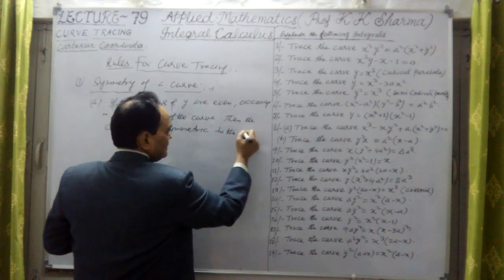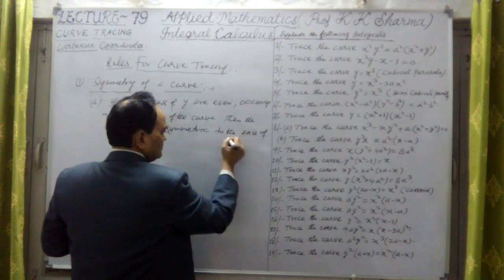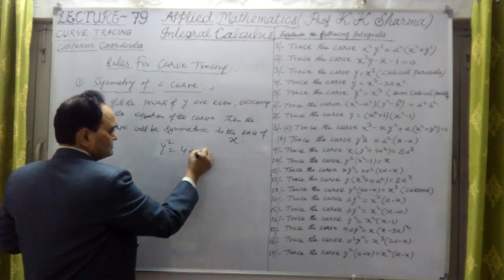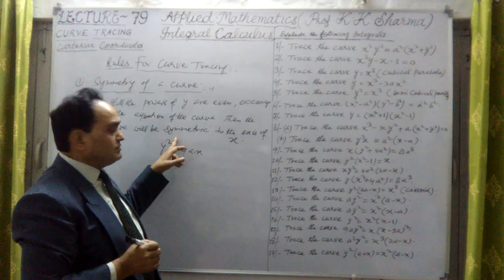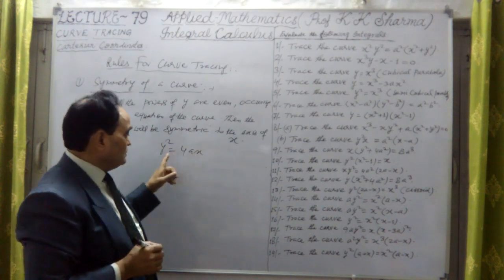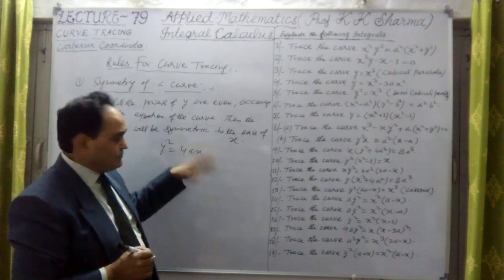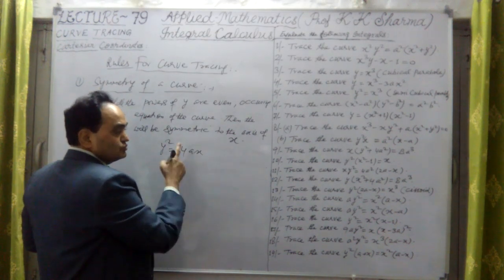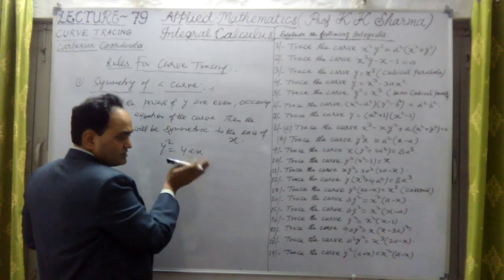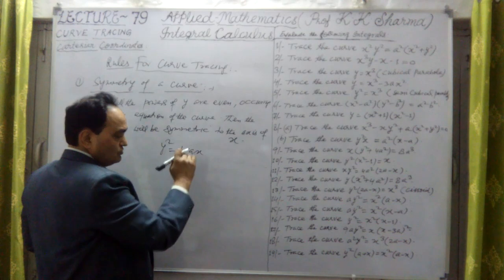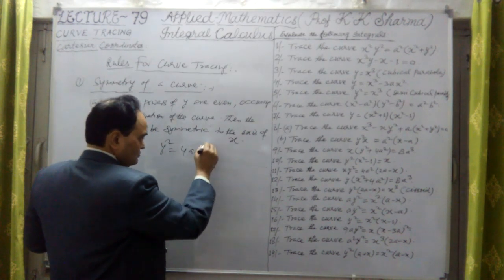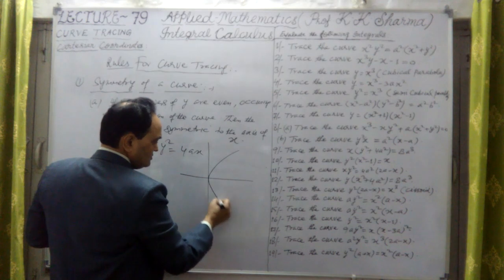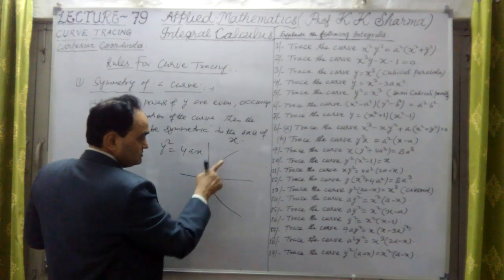The curve will be symmetric to the axis of x. What does it mean? For instance, let me take y squared equal to 4ax. Now this equation is having y in even terms, the y power is 2, which is an even number. All the powers of y are even, we are not talking about x powers. This curve will be symmetric to the x axis. Let me draw this curve here. This will pass through the origin. This is a parabola, and it is symmetric to the axis of x.